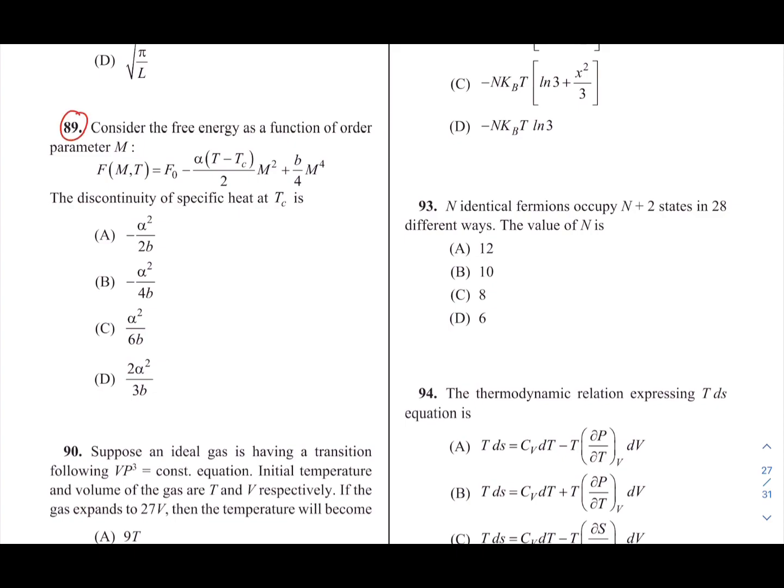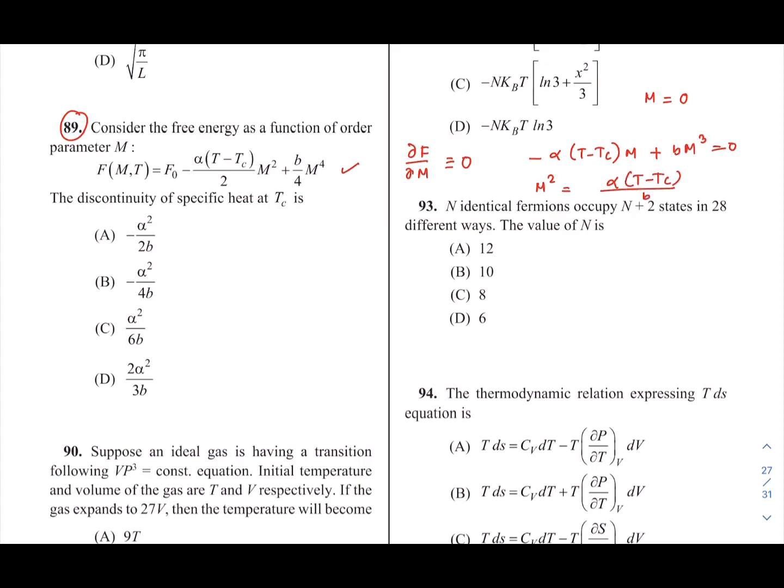Problem 89. Consider the free energy as a function of order parameter m as this. The discontinuity of the specific heat at Tc is, so we first find the equilibrium value of m by taking the derivative of f with respect to m and equating it to 0. So let us do that. So we have minus alpha (T minus Tc) m plus b m cubed is equal to 0. One of the solutions is m equal to 0, and we are interested in the other two solutions. m squared is equal to alpha (T minus Tc) divided by b.